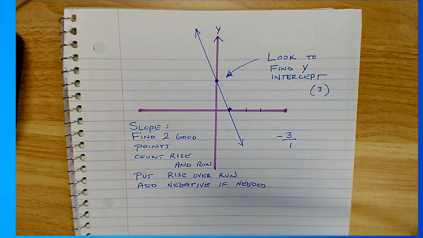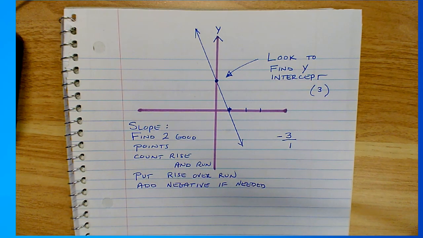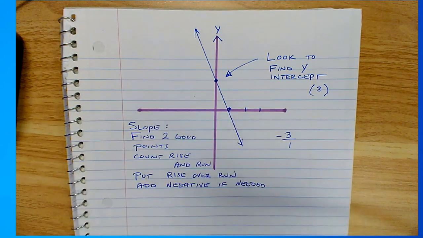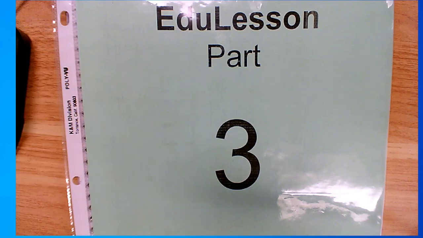There we go. Find 2 good points, count the rise and the run, put rise over run, add a negative if needed. That's how I find the slope of a line. To find the y-intercept, I just look. And the magical word is race. R-A-C-E, race.